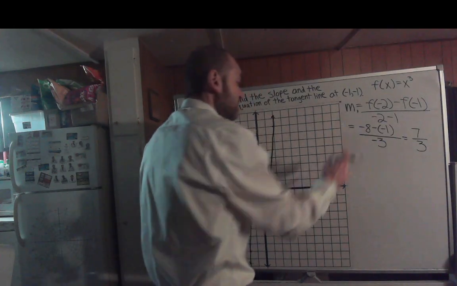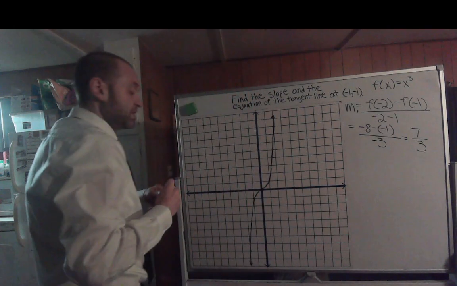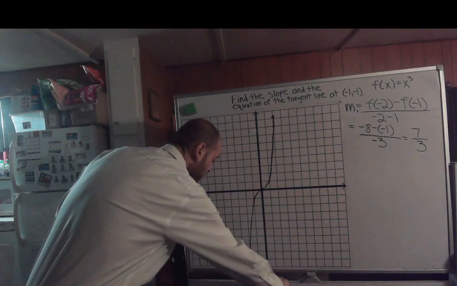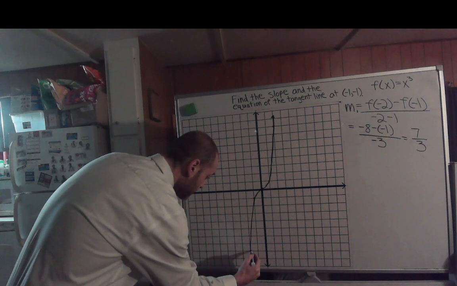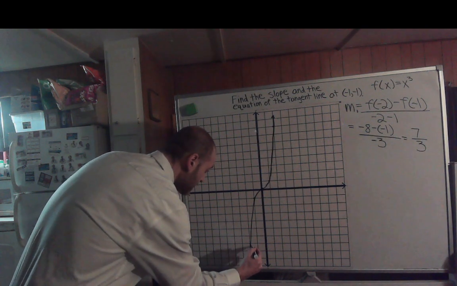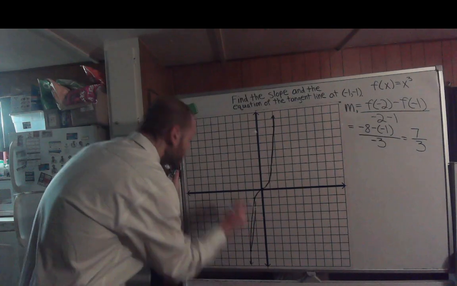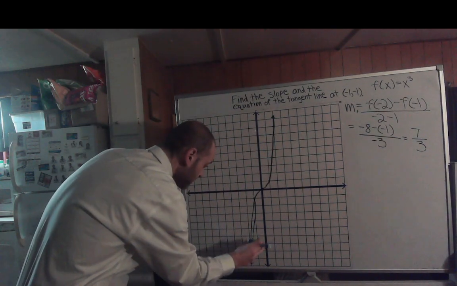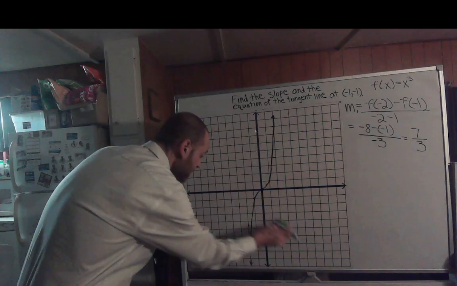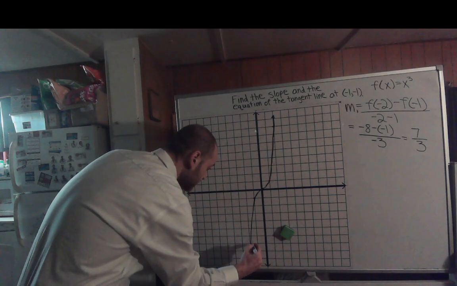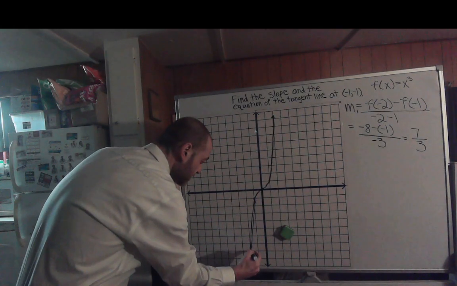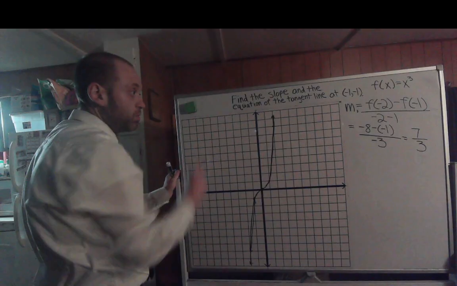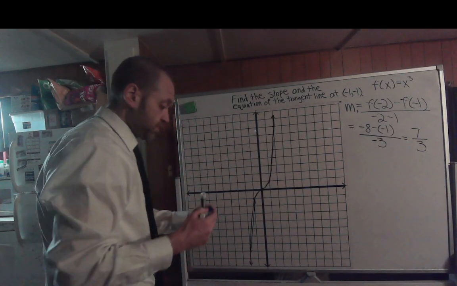So the slope of my first secant line going from -2 to -1, and in fact, let me draw, man, if I could draw right, that would help, right? Let me draw my secant line from -2 to -1. So there's my secant line from x equals -2 to -1. That's a slope of 7/3.